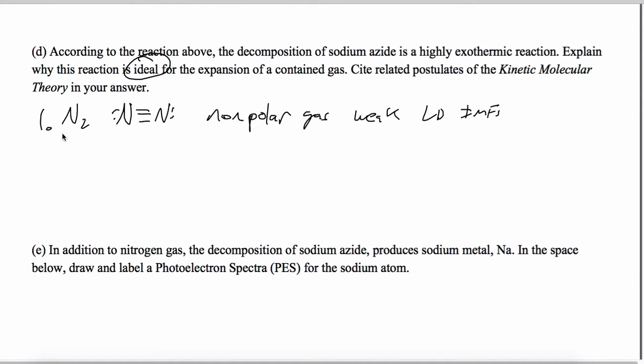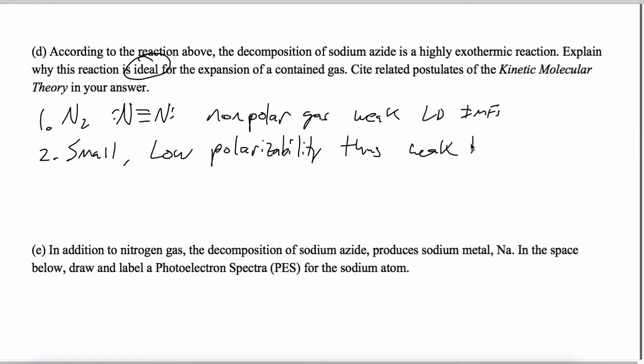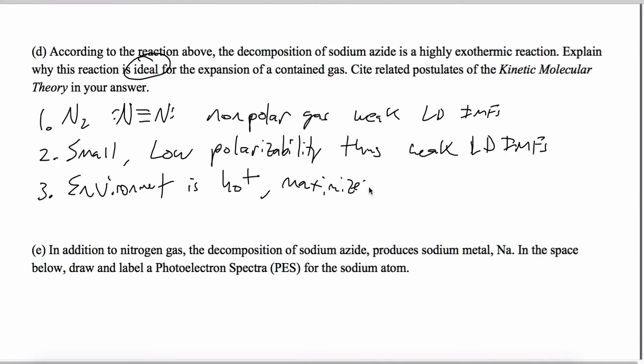We know that N2 has only 2 energy levels, so we know that it's a small gas, so it has very low polarizability. Thus, weak LD IMFs. Okay, and since the reaction is exothermic, we know that the environment is hot. Okay, and that's ideal for a gas. It maximizes the kinetic energy of the N2 particles.